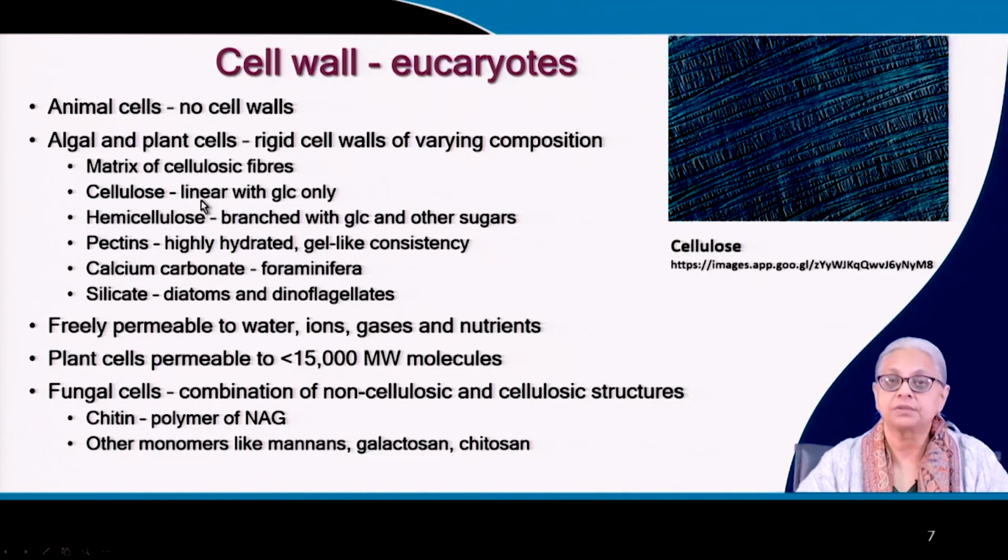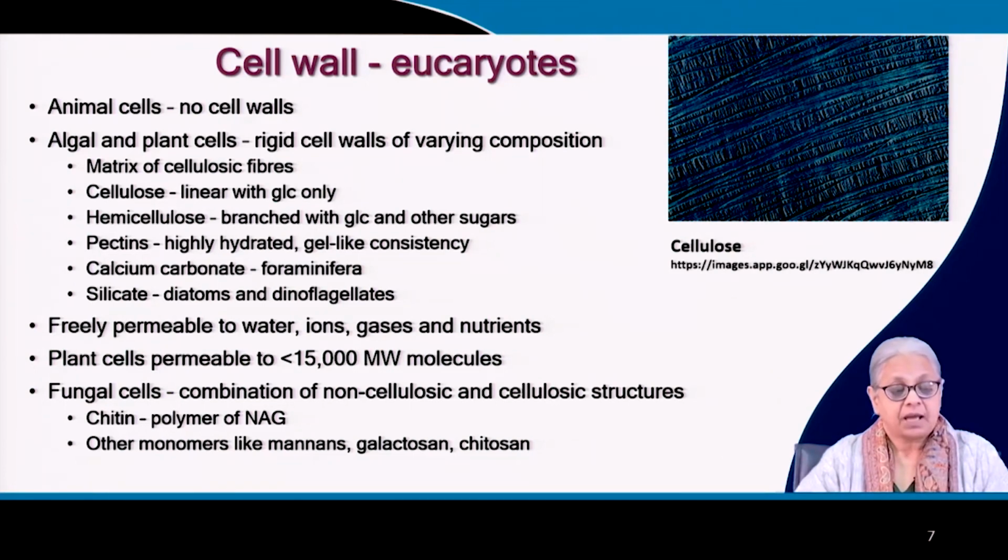This cellulose, we know, is a linear strand of glucose only, with beta-1,4 glycosidic bonds. Then we have hemicellulose, which is branched. It has glucose and other sugars and perhaps other bonds. You also have pectins. Pectins are highly hydrated, they have a gel-like consistency. You can have calcium carbonate in a particular organism called foraminifera, and you have diatoms and dinoflagellates. These are all types of algae, and their shells are made out of silicate.